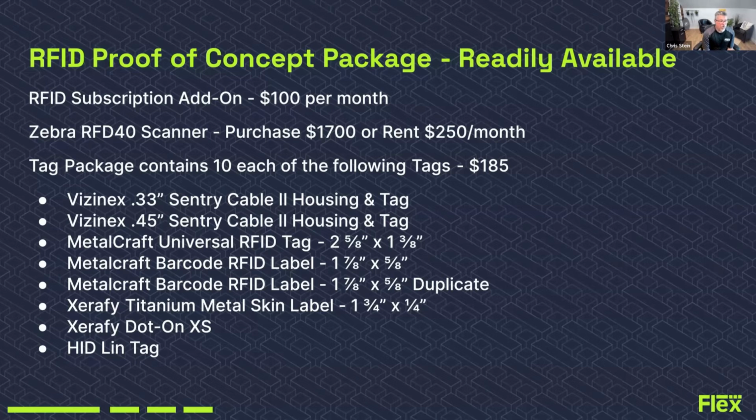We also have what we call a tag package, where we send 10 each of the following 2 different sizes of the cable, one for XLR and Cat5 cable, another one for AC cables, different labels from Metalcraft, Zerify labels, that dot label, and the HID lin tag. So you get 10 of those, and it allows you to start to put them on items and do some testing. And so those are available to go out.